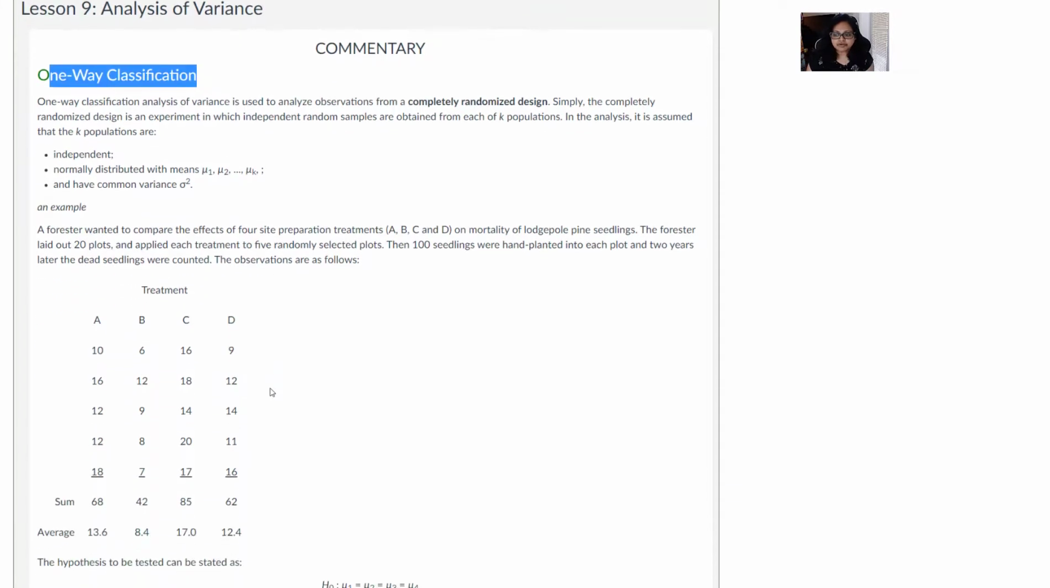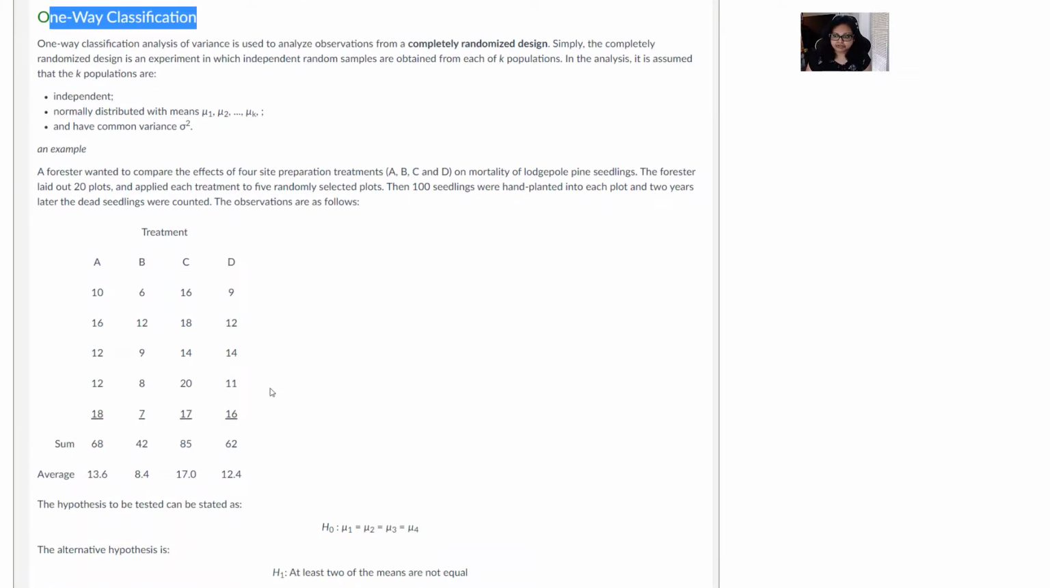So rather than talking about theories, I will try to give you a step-by-step procedure for how you can perform the one-way classification and the analysis of variance, then compare the means, and then also compare the variances and do the pairwise test for those means. So I will use this example.